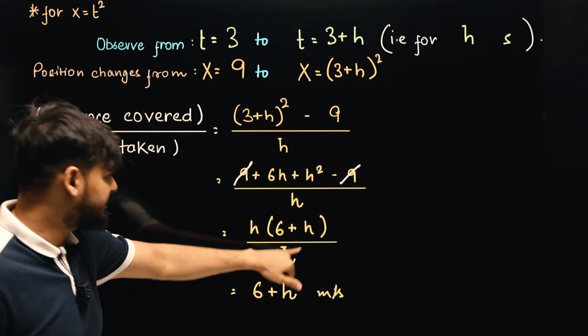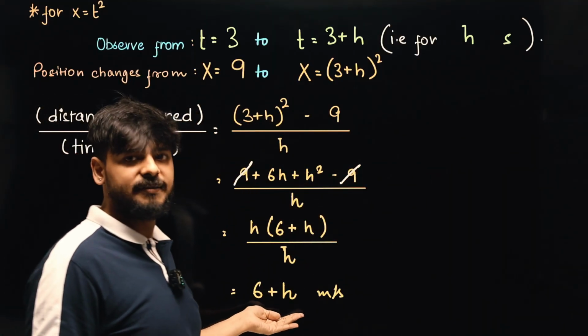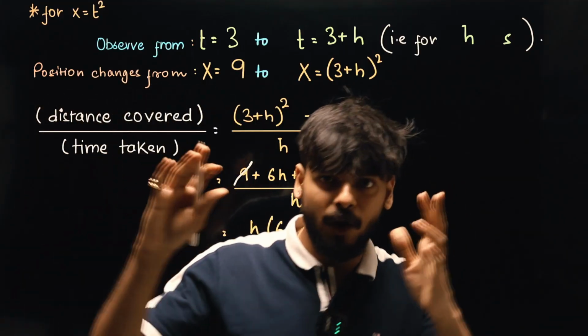And so we could simply cancel them out. And so the answer is simply 6 meters per second. And so now, using the same strategy, we may solve this question in general.